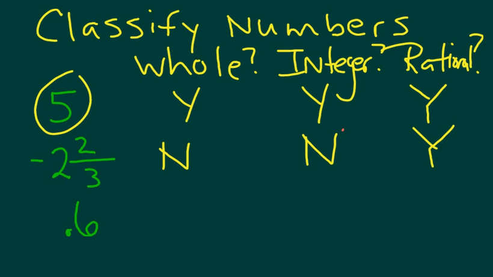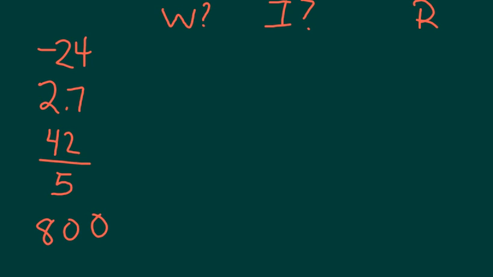Is 0.6 a whole number? No. Is it an integer? No. Is it rational? Yes. Okay, here's some more. -24. Is that a whole number? No. Whole numbers start at 0 and go 1, 2, 3, 4, 5, 6, 7, 8, like that. Is it an integer? Yes. Is it rational? Yes.